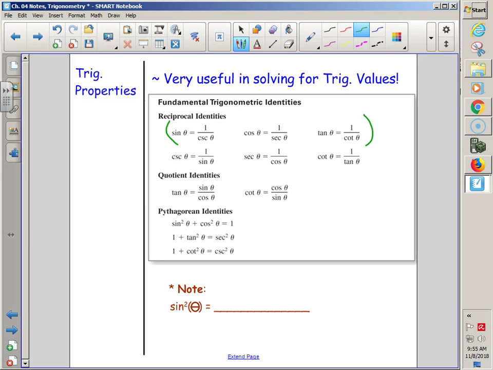Quotient ones: tangent is sine over cosine. Wait, we know that, because y over x. Oh, cotangent, x over y, cosine over sine, etc., etc. Pythagorean, now that gets interesting. Pythagorean identities get interesting, and that's what I want to harp on for just a second.